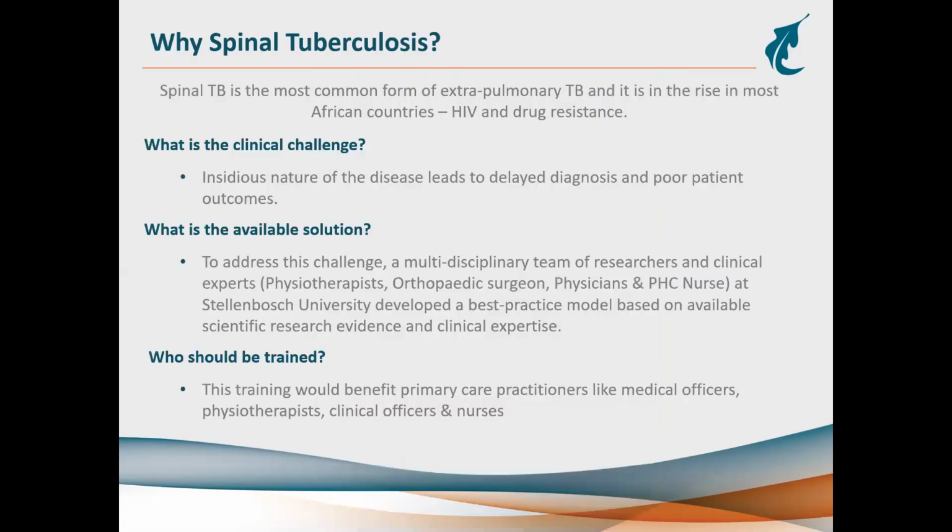Why do we need to focus on spinal TB? Spinal TB is the most prevalent, the most common form of extrapulmonary TB, and it is on the rise in most African countries. It is the most prevalent HIV-related opportunistic disease at 54%.